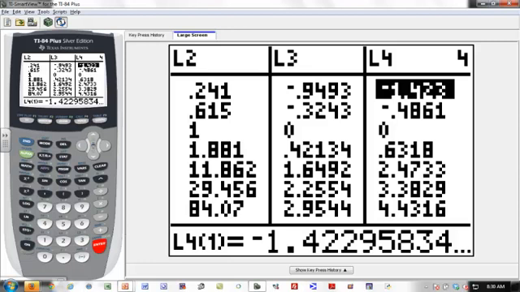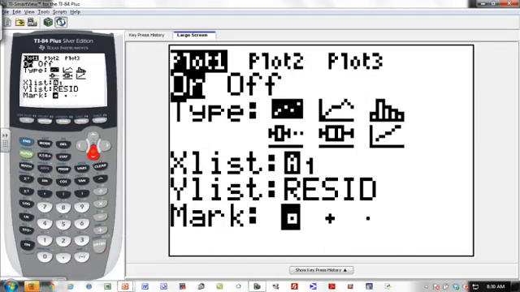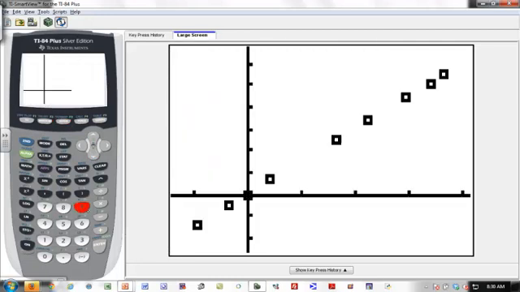Let's find out. Second, stat plot. L3 versus L4. And zoom 9. I don't know, that looks pretty linear. Is that the real test? Let's try that one more time. If it looks linear, it must be linear, right? No. The real test is looking at the residual plot.